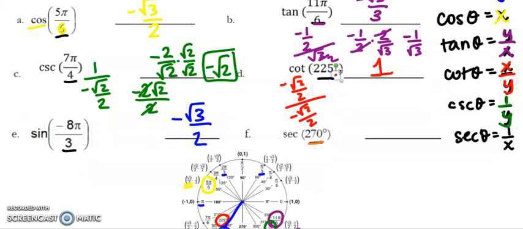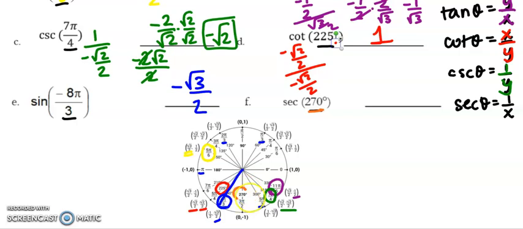270. 270 is down here at the bottom of my circle. Secant is supposed to be 1 over the x value. The x value is 0, so I get 1 over 0. We don't know how to divide by 0 in mathematics, so we say that the secant of 270 is undefined. Okay, that is an undefined value. We don't know what 1 divided by 0 is.